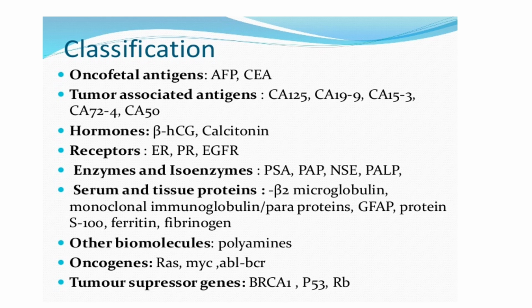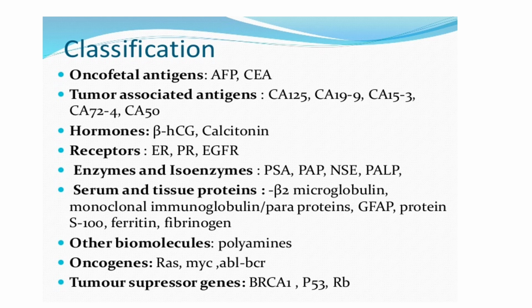And the second one is the tumor associated antigens. These are the CA125, which is basically the marker for ovarian cancer, and the other one is the CA19-9, which is for pancreatic tumor, and CA15-3, CA72-4, and CA50. These are exactly the markers for the different tumors.